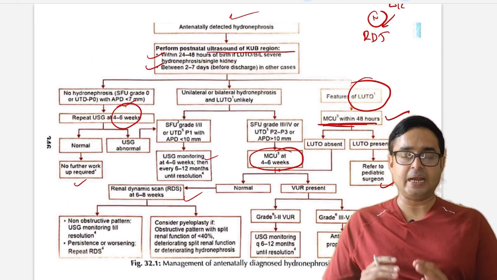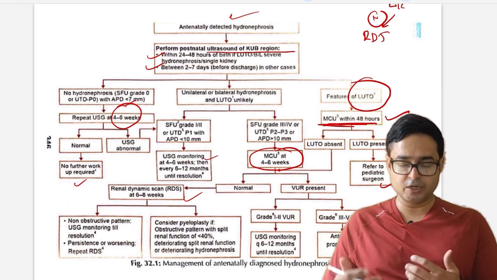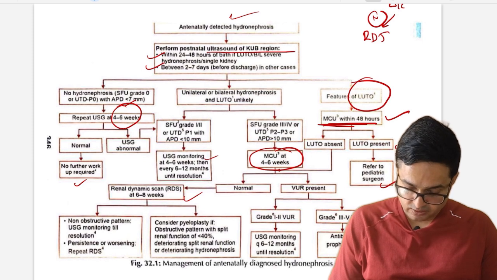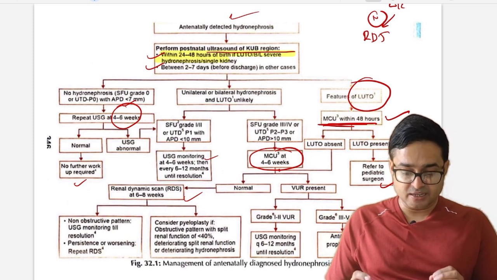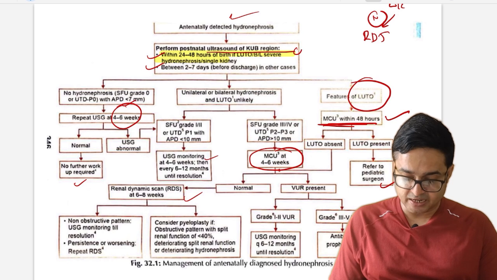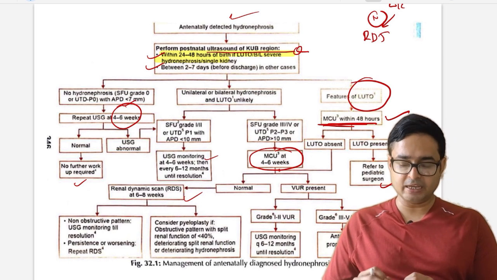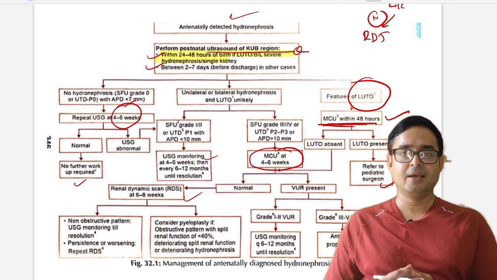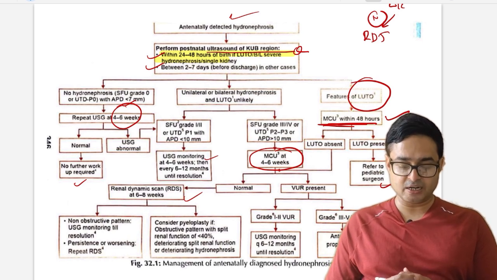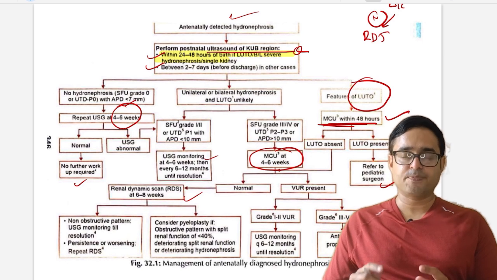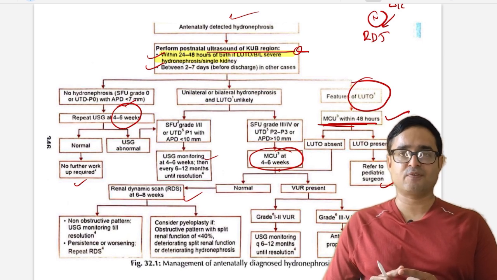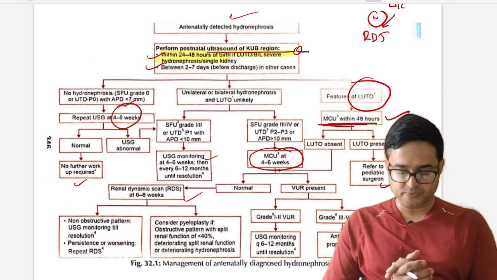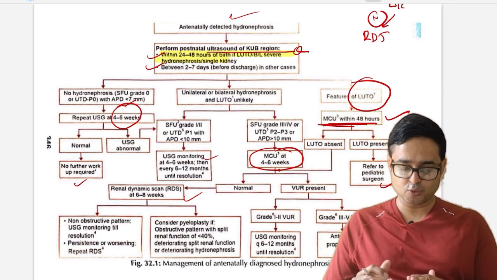So one question, antenatal hydronephrosis, when will you do USG. So this is important. What are the indications of immediate or within 24 to 48 hours of post birth USG in antenatal hydronephrosis neonates, which are LUTO first, bilateral severe hydronephrosis second, and single kidney third. PYQ question. Okay, in other cases you have to do after 2 to 7 days.